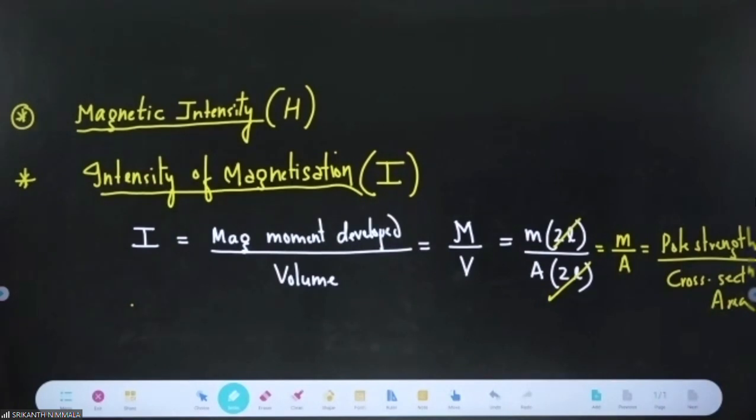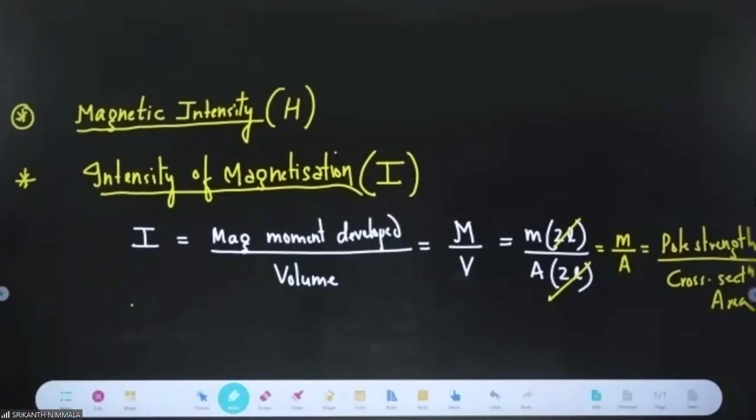So when you apply an external field, associated with that external field we have H, that is magnetic intensity. And due to the external field, the body develops magnetism. Associated with magnetization of the body, we have intensity of magnetization, that is I. This I is the magnetism developed per unit volume, that is magnetic moment developed per unit volume, that is M by V. Or further, you can write pole strength upon cross sectional area, M by A.